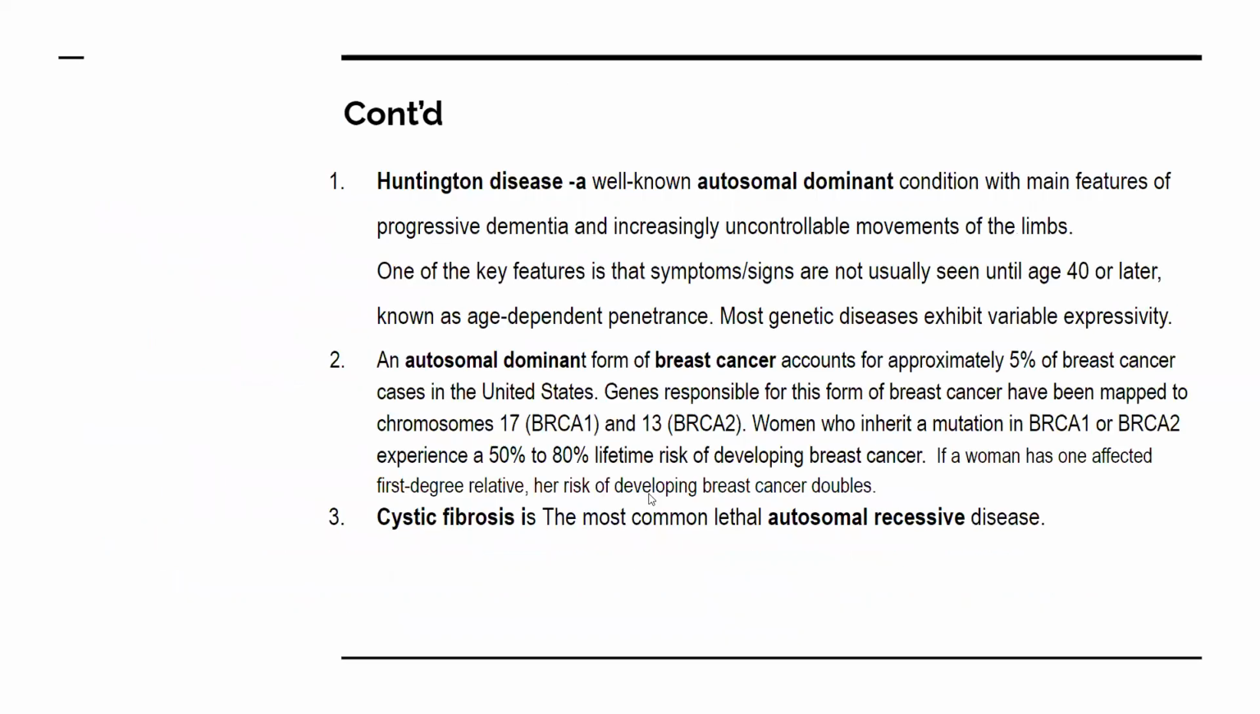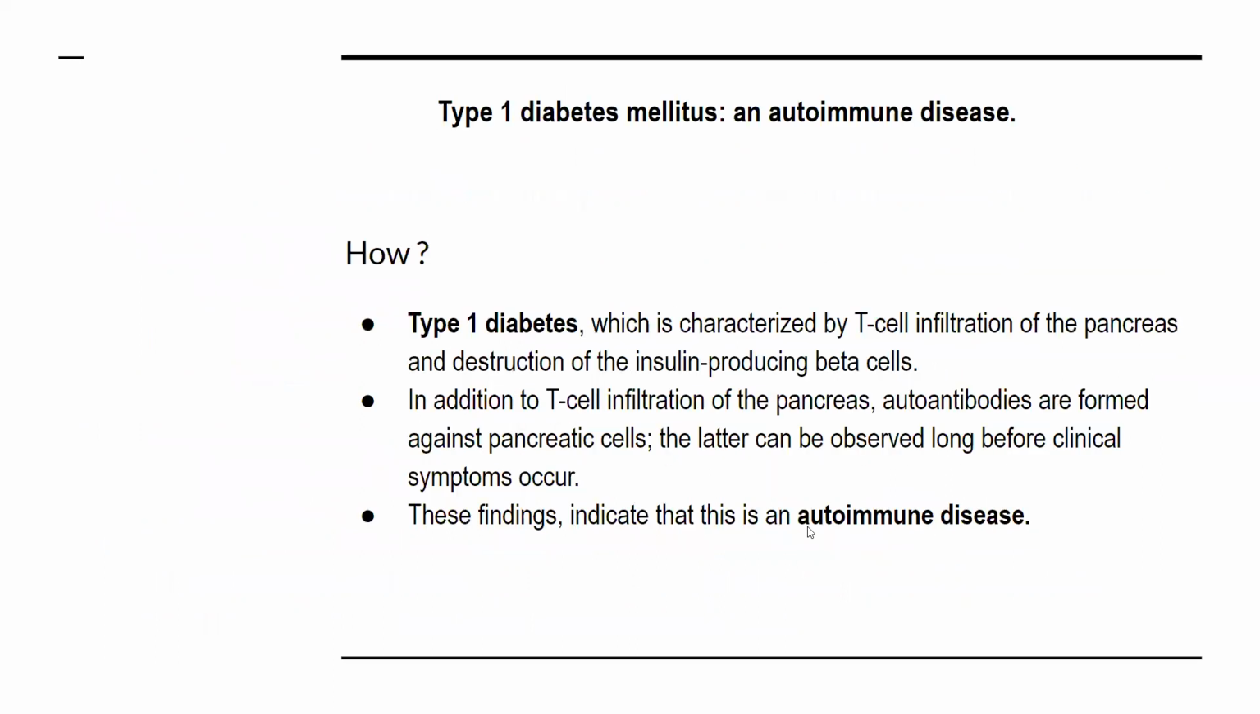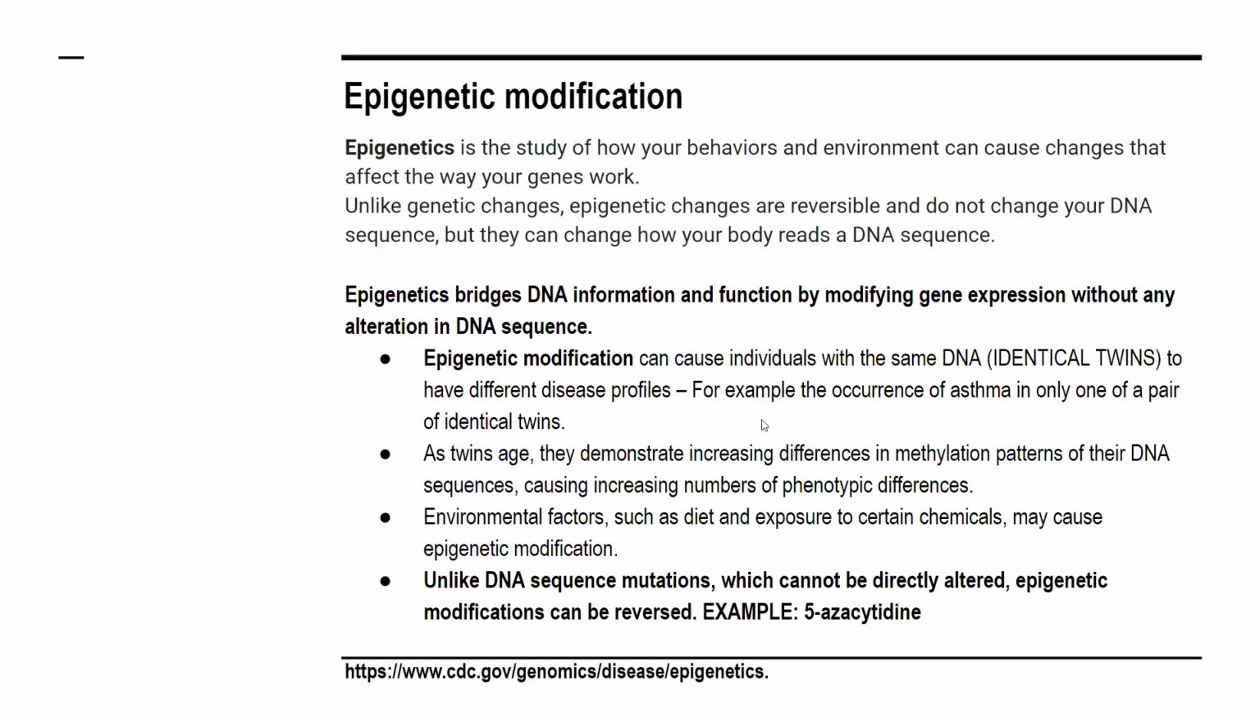And then we have Huntington's disease, which is an autosomal dominant disease. Signs of progressive dementia are seen, and cystic fibrosis is another one, opposite to that, recessive, and Huntington's chorea is dominant. Type 1 diabetes is also seen lately in a couple of questions. It's an autoimmune disease, and it explains how it becomes an autoimmune disease. The T cell infiltration of the pancreas and the destruction of insulin-producing beta cells. So there's a pathological outline there.